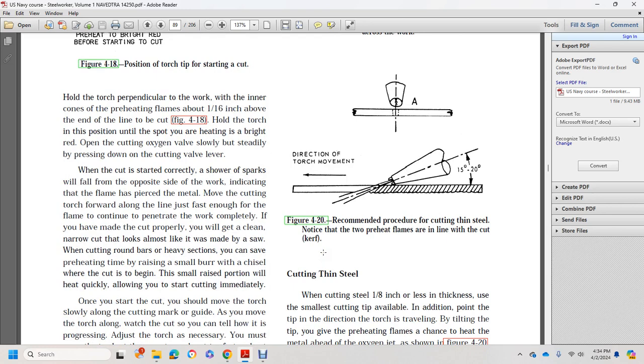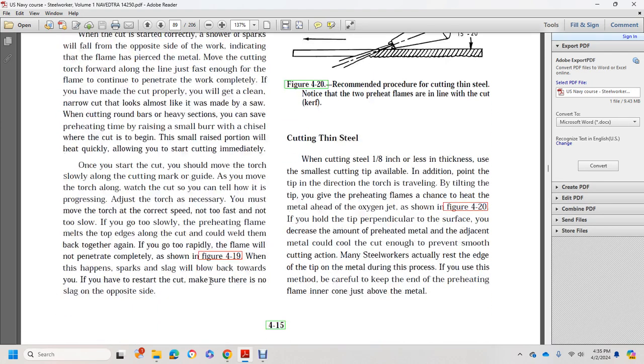Move the cutting torch forward along the line just fast enough for the flame to continue to penetrate the work completely. If you have made a cut properly, you will get a clean, narrow cut that looks almost like it came out of a saw. When cutting round bars or heavy sections, you can save preheating time by raising a small burr with a chisel on the edge, which heats quickly, allowing you to start cutting immediately. Once you start the cut, you should move the torch slowly along the cutting line.